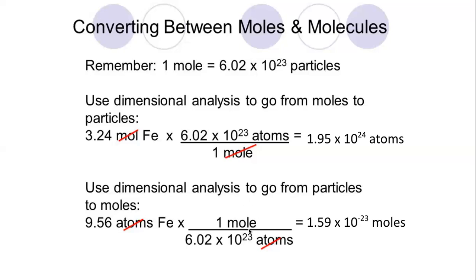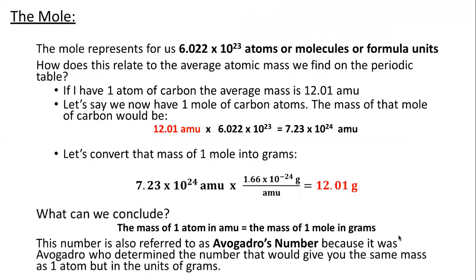So we have 1 mole is 6.02 times 10 to the 23 atoms. And because atoms is on the top and the bottom, we just divide now 9.56 because it's on the top by 6.023 times 10 to the 23 atoms. We now have 1.59 times 10 to the negative 23 moles. So the mole represents for us, again, the 6.022 times 10 to the 23 atoms or molecules or formula units.